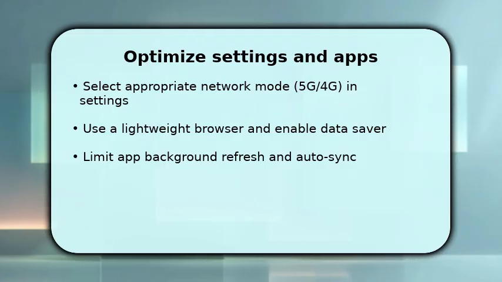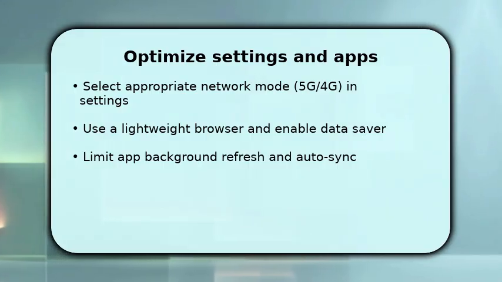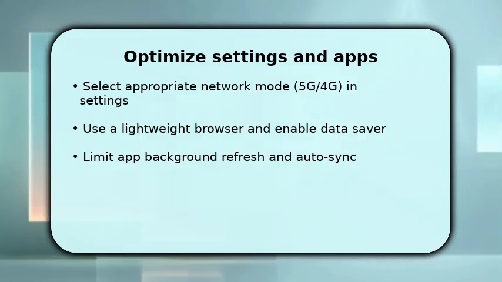Switch your network mode to 5G or 4G LTE depending on coverage, because higher modes deliver lower latency and higher throughput. Next, choose a lightweight browser and enable its data saving option to reduce page load size. This helps when signals fluctuate.